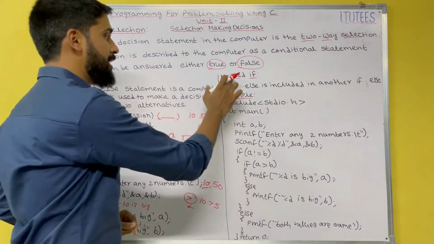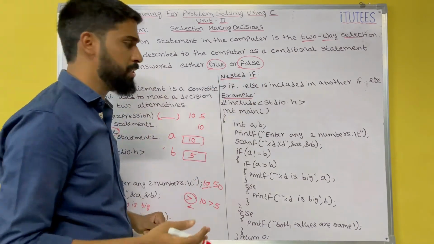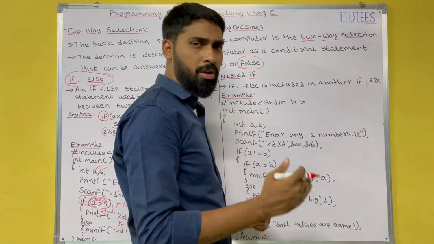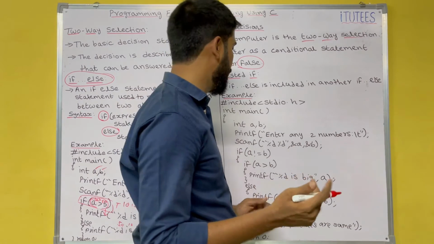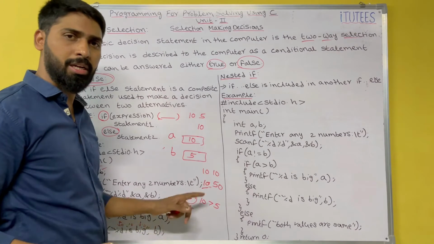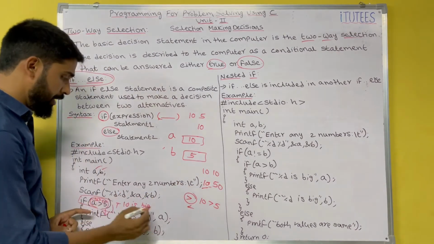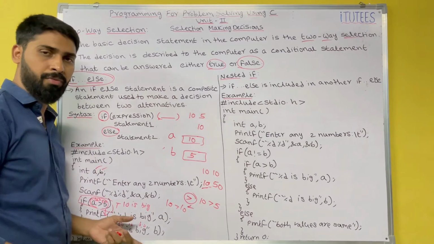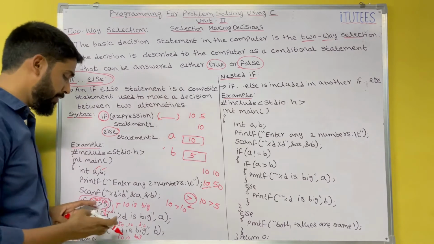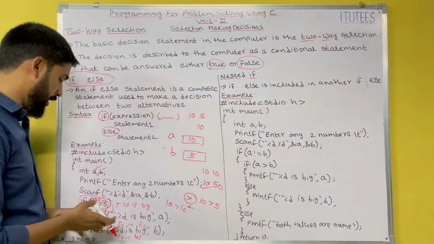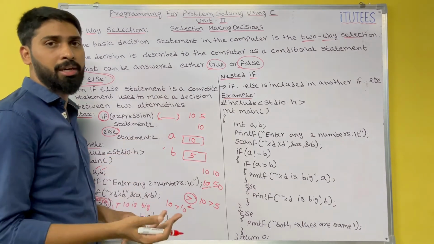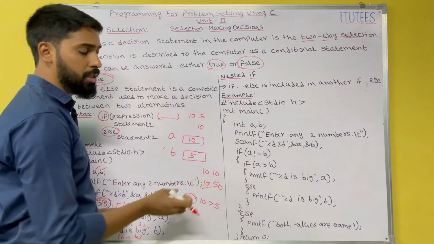So now we see nested if. What is a nested if? Nested if is nothing but an if else included in another if else. You are going to use an if in another if. Here, if I enter 10 and 10, both the values are 10. Now if you compare 10 greater than 10, it is false, so it displays 10 is big. Why? Here we have only two selections. Either we execute this block or this block. In this block, if you write another condition, then you are going to solve this problem.